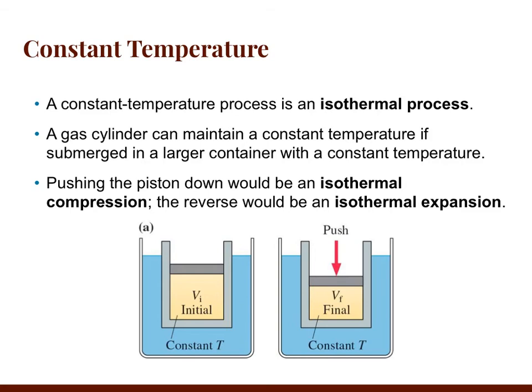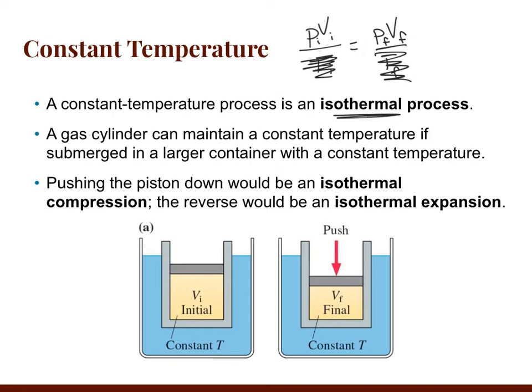All right, and last type of process is constant temperature, which is called isothermal, thermal meaning temperature. So a constant temperature process would have an equation, PV over T, all these initial equals PV over T, all of them final. If temperature is the same both places, it just cancels out. So you get P1V1 or PIVI equals PFVF, which is Boyle's law.